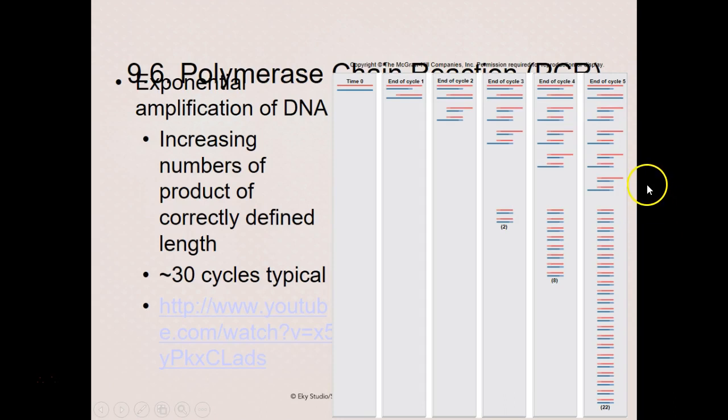So within just a few cycles, we can have thousands of copies of the DNA, millions of copies by the end of the 30th cycle.